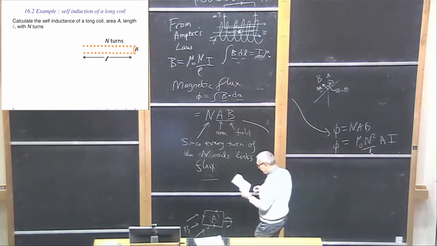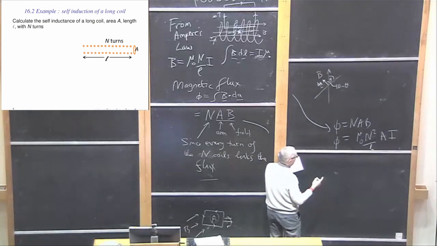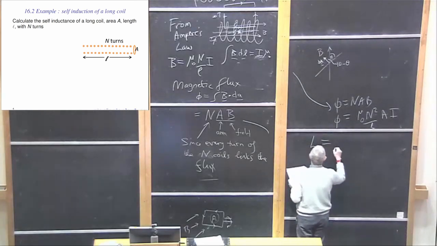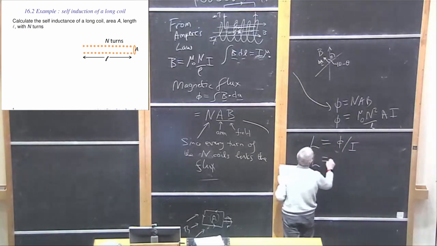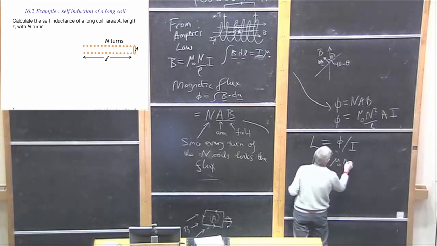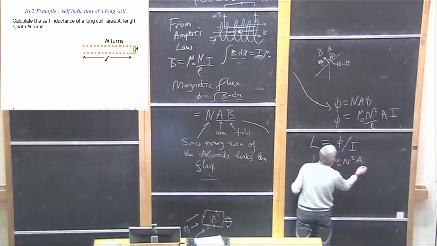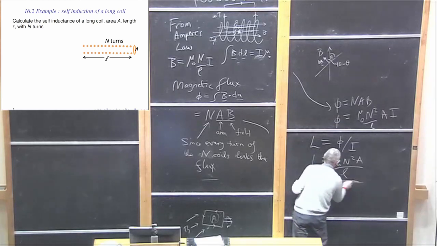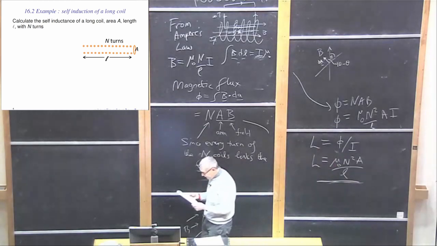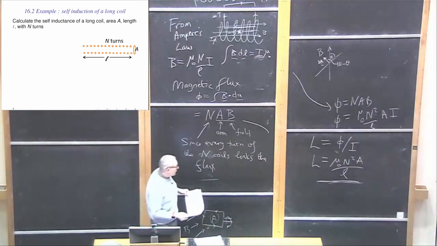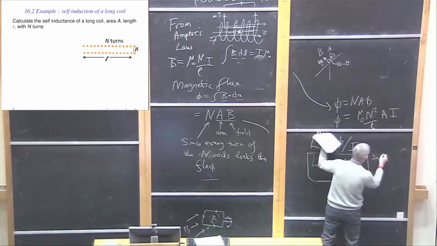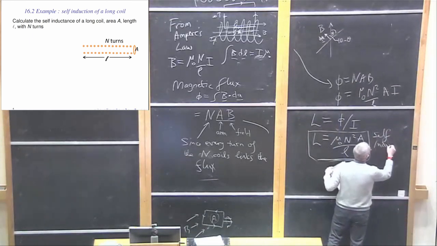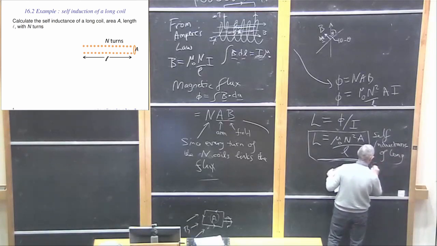That's phi. And so now L, the self-inductance, is phi over I. So L equals mu naught n squared A divided by the length L. So that is the self-inductance of a long solenoid.